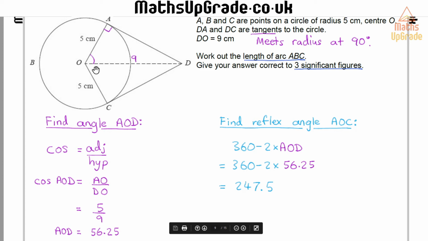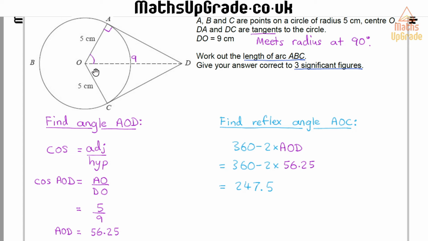This angle underneath here, which is angle COD, would also be 56.25, since these two triangles are identical, since they've got identical radii here and the tangents are equal in length and they've both got right angles here. So this angle here is also 56.25.